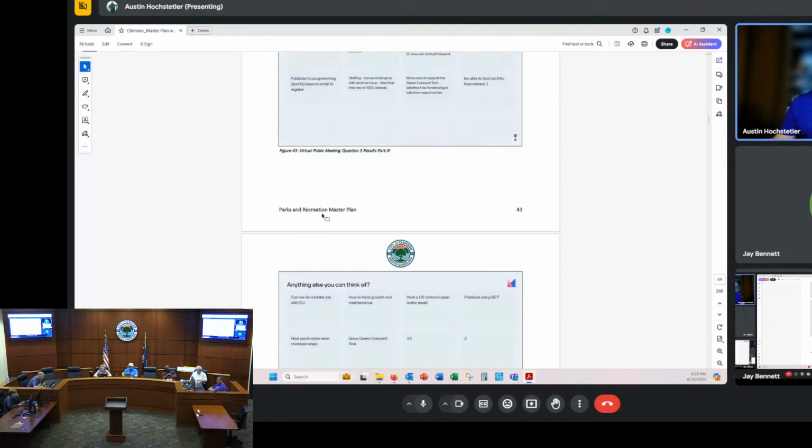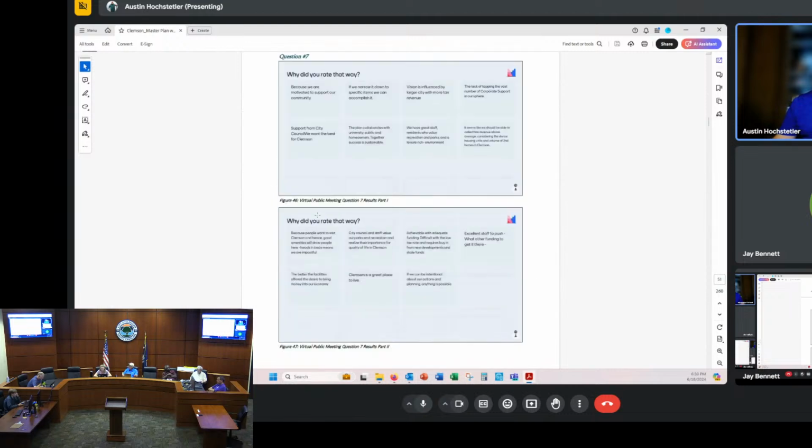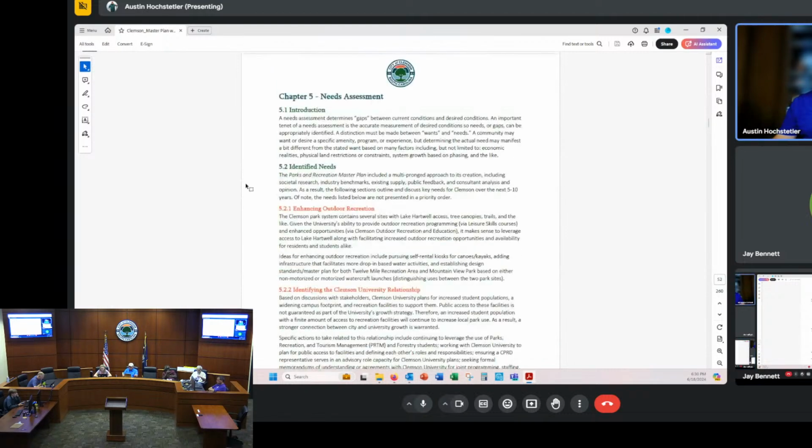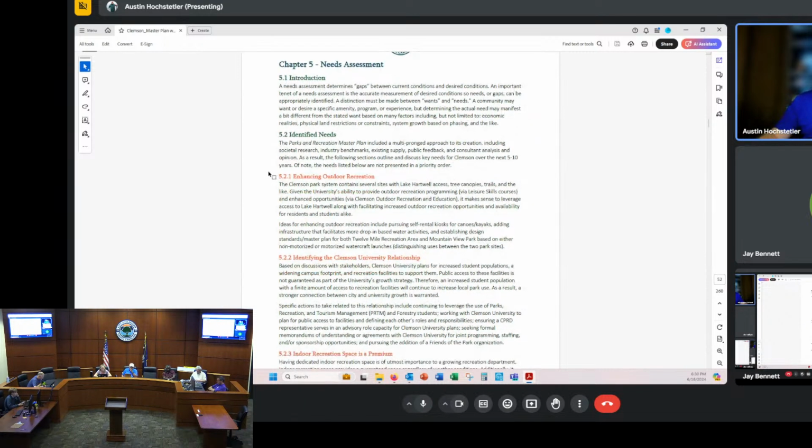Then ultimately, this leads into the next chapter, which is essentially the needs assessment. So if you don't read the first 4 chapters, the needs assessment is kind of the culmination of all those things. So basically, these are all the gaps that we identified along the way, and they're not necessarily presented in a priority order. They're just all the gaps in this chapter.